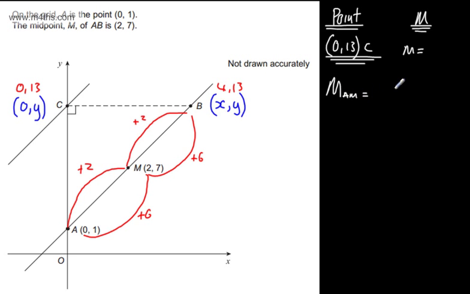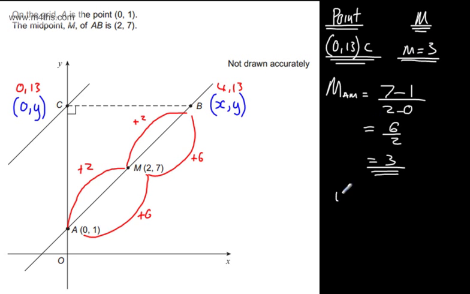That is the change in y, so if we look at the change in y, 7 minus 1. So I've taken the y coordinates, and then that's over 2 minus 0. So we've got now 6 over 2, which is going to give us 3. That's the gradient of the line through AB, therefore it will be the gradient of the line through C.